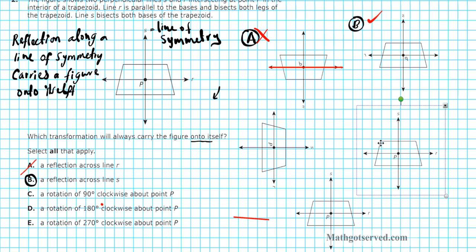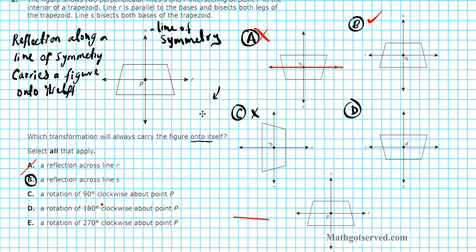How about a 180 degrees rotation clockwise? Option D, let's rotate it 180 degrees clockwise. So there goes a 180-degree rotation. All right, now, is this the same as what we started with? The answer is no. A 180 degrees rotation is very similar to this reflection downward. So this does not carry the figure onto itself because this figure is not identical to that one.